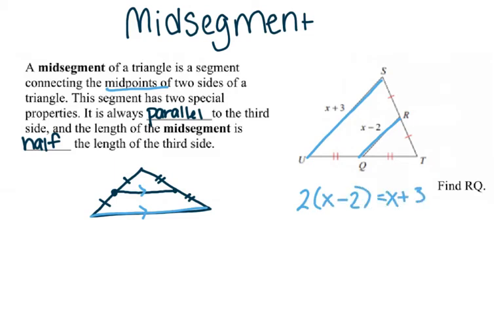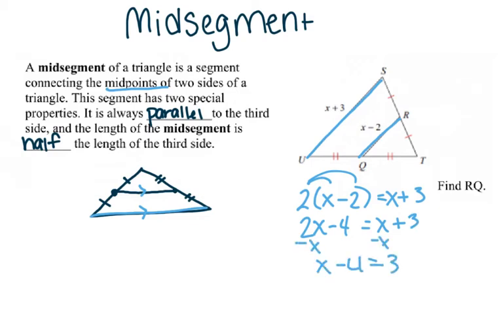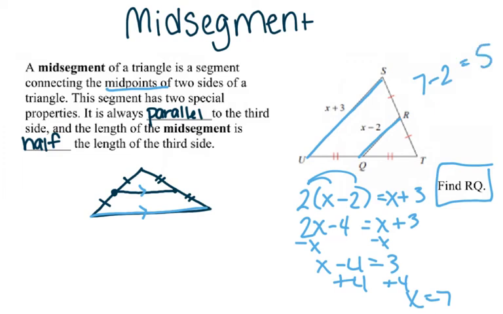So I'm going to set it up like this. Then I'm going to distribute. Then I'm going to move my x over. Last I'm going to add 4. So x equals 7. The problem asked me to find RQ. RQ is the mid-segment. So I'm going to replace the x with a 7. And 7 minus 2 is 5. So 5 would be the answer.